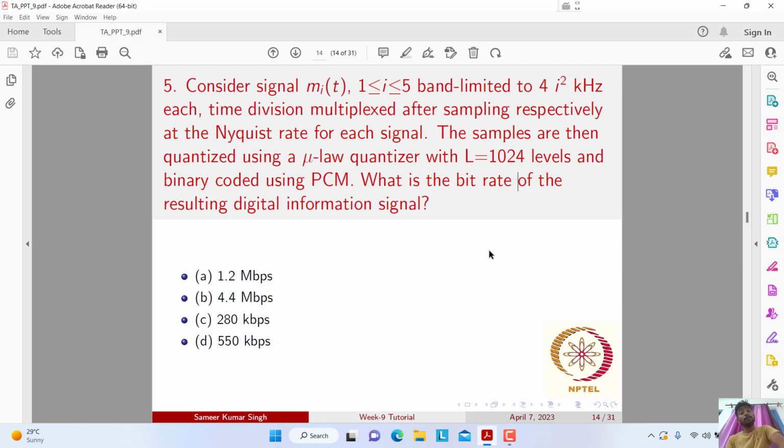So we have to find out the bit rate. As a hint, R is equal to n times Fs. Fs we can calculate from the message signals, and L is given, so from there you can calculate n, the number of bits. Suppose we have 5 message signals with different frequencies. You know how to calculate the maximum frequency, and from there you can calculate Fs. Using L you can calculate n, and that's how we can find the bit rate.